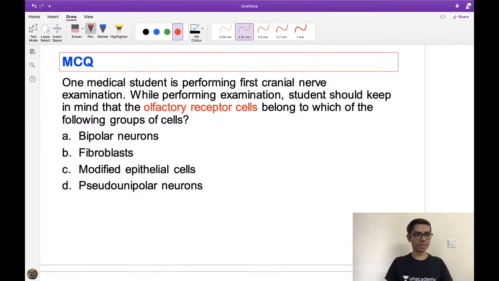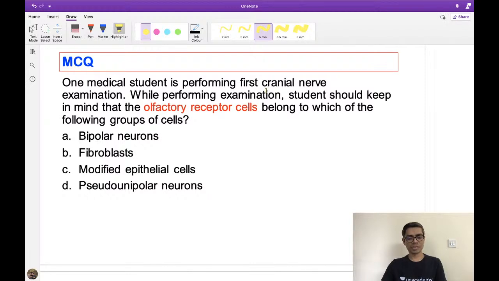Very good, Sumanto, right? Now you attempt the next question. One medical student is performing examination of the first cranial nerve. That is the olfactory nerve, first cranial nerve, right? While performing the examination, the student should keep in mind that the olfactory receptor cells belong to which of the following group of cell, right? This is again a very, very easy question. I want everybody to answer this question.